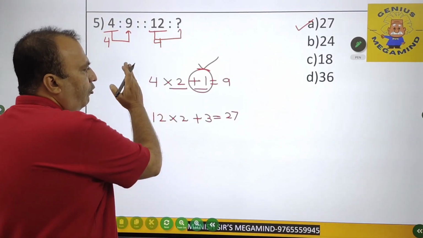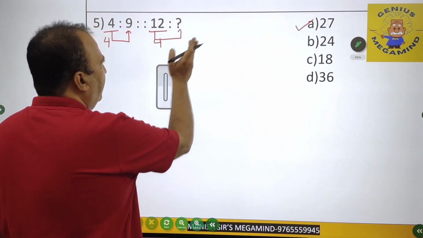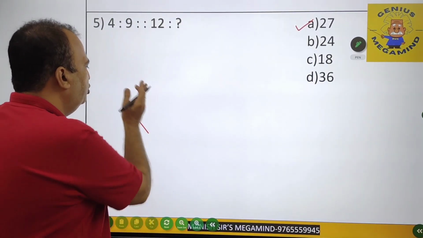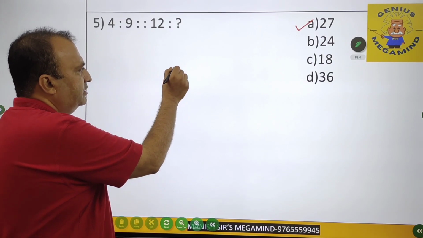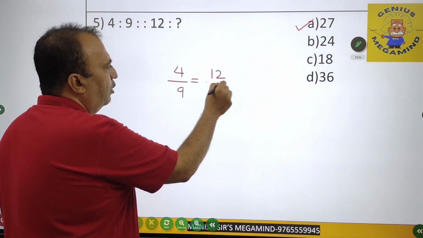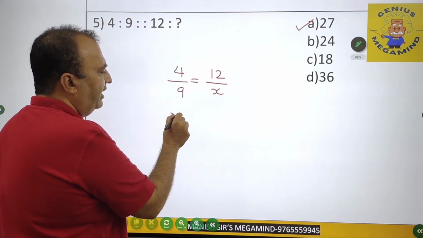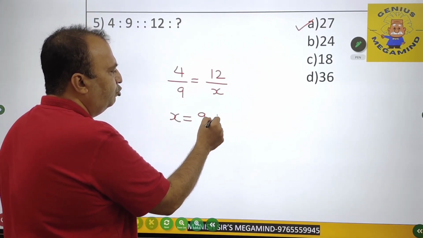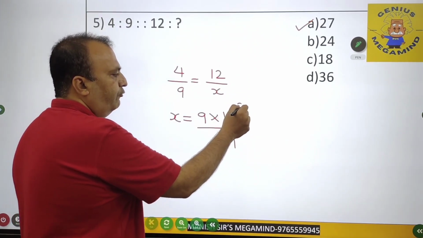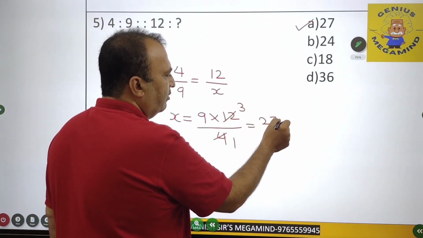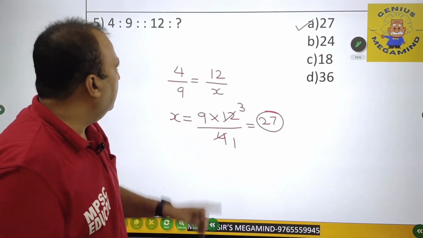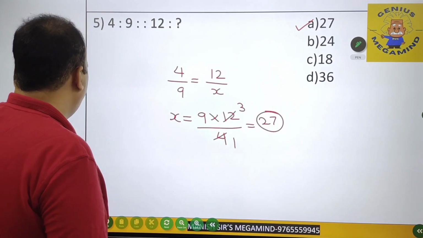You will have to watch the same method twice, thrice, so you can understand the concept. But let me go for a more simplistic way of solving the same question. Can I go for the ratio and proportion method? Yes, 4 upon 9 is equal to 12 upon x. So x will be 9 into 12 upon 4. 4 1s are 4, 4 3s are 12, and 9 3s are 27. Again the same answer, that is option A. So that was question number 5.